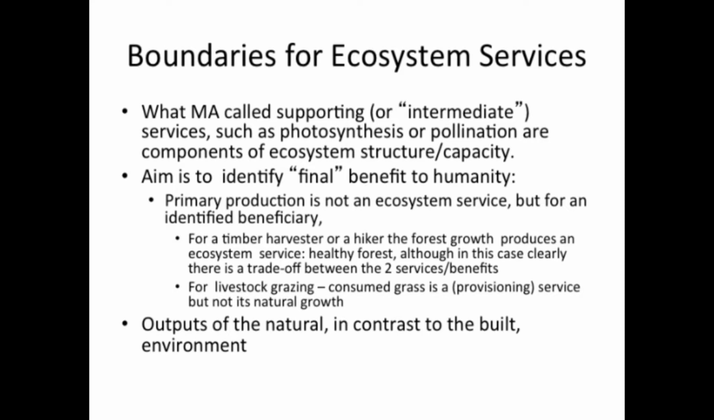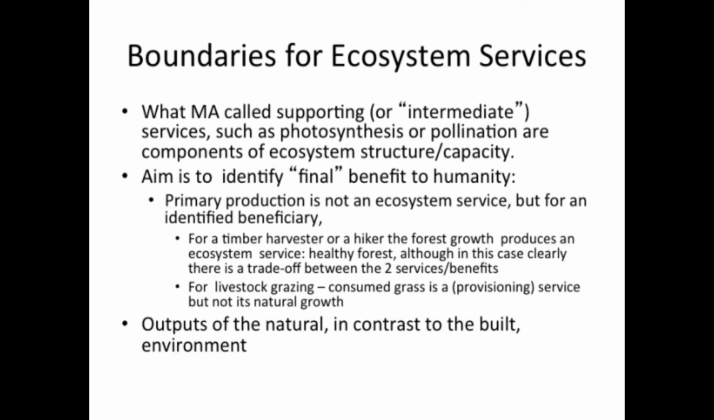A good example of this is primary production, the growth of vegetation in the ecosystems. For a timber harvester or a hiker in the forest, this growth produces an ecosystem service or benefit: the recreational benefit for the hiker, or the timber in the case of the timber harvester. But those benefits are how we identify the ecosystem service, and the primary production itself is part of the condition of the ecosystem necessary for producing that service, but it's not the service itself.